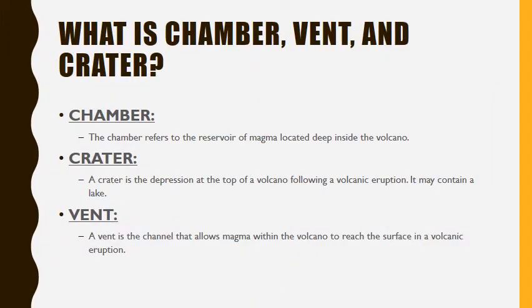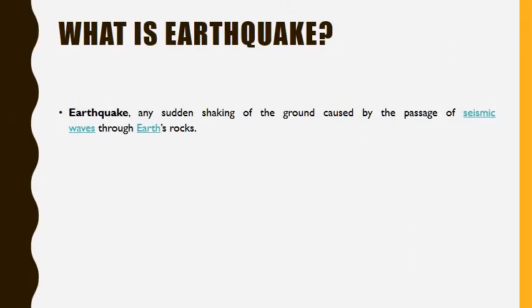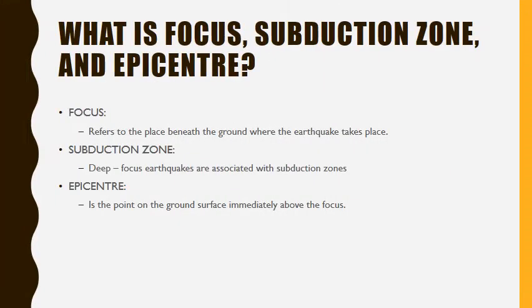What is chamber, vent, and crater. Chamber. It refers to the reservoir of magma located deep inside the volcano. What is an earthquake? Earthquake: any sudden shaking of the ground caused by the passage of seismic waves through Earth's rock. What is focus? Subduction zone and epicenter. Focus refers to the place beneath the ground.